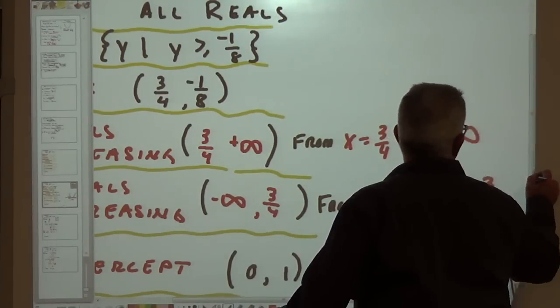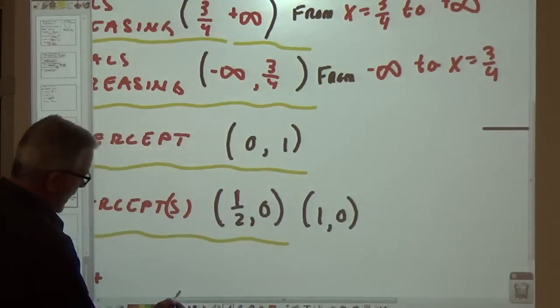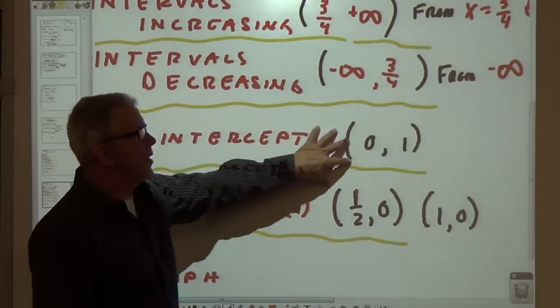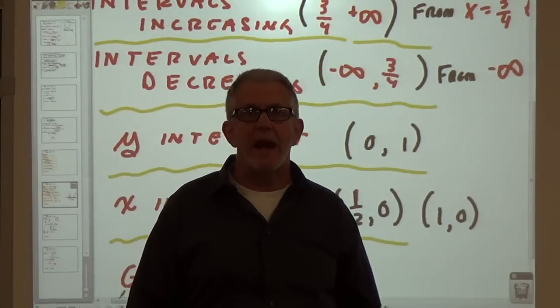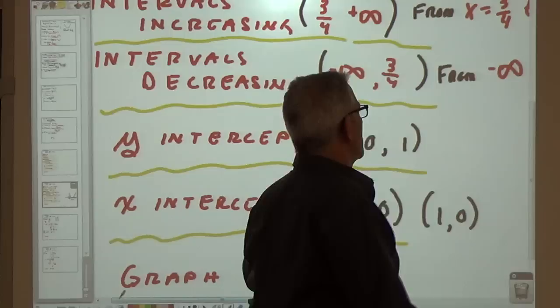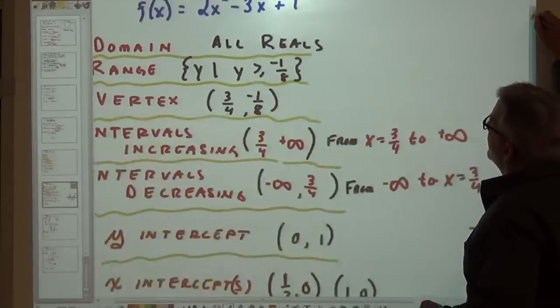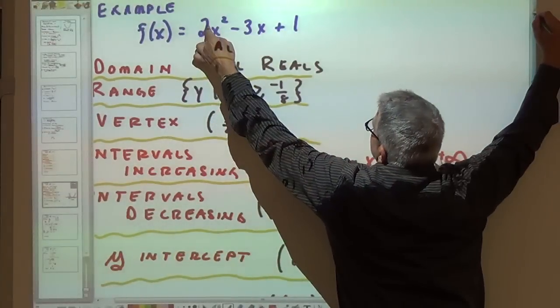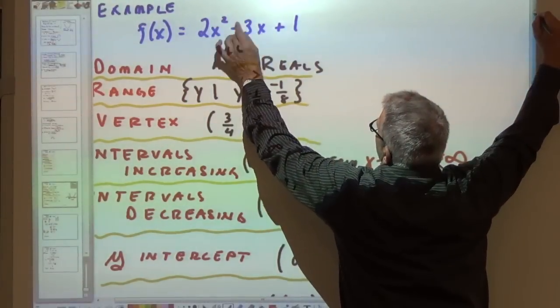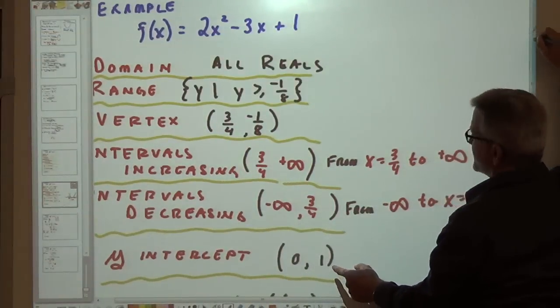Now what else do we need to find? Oh, the y-intercept. The y-intercept is so easy to find. Just put 0 in for x, and out pops a 1. 2 times 0 is 0, minus 3 times 0 is 0, plus 1. That's where you get the y-intercept, (0, 1).